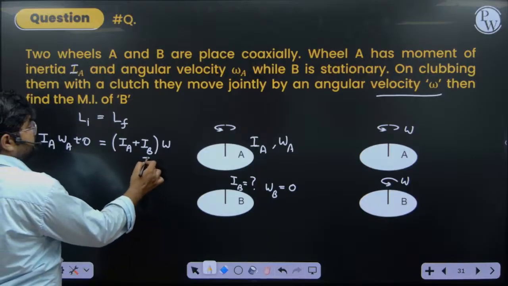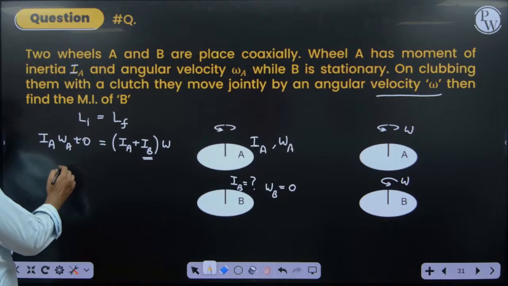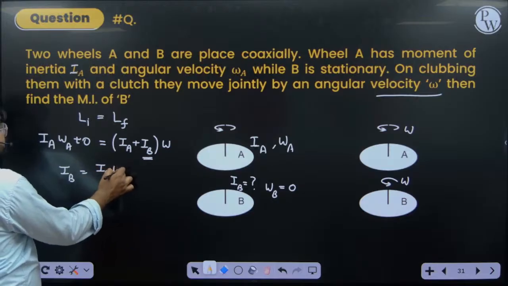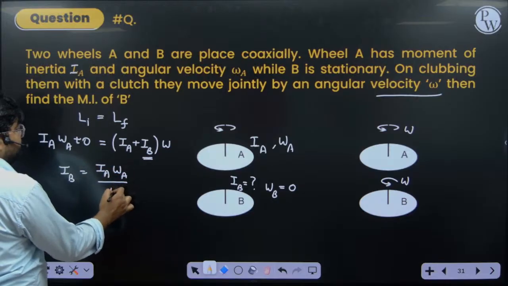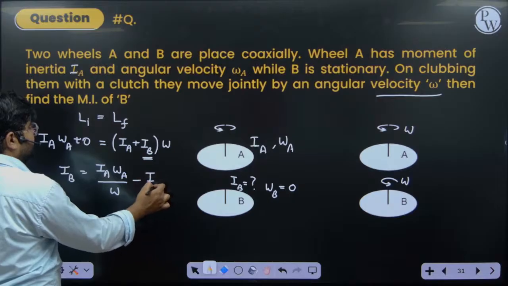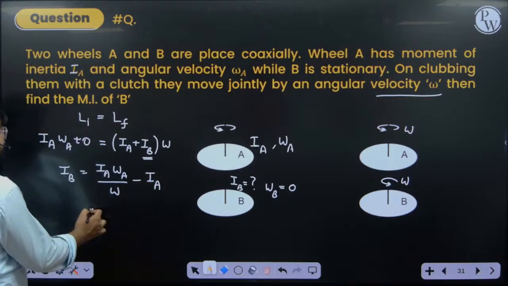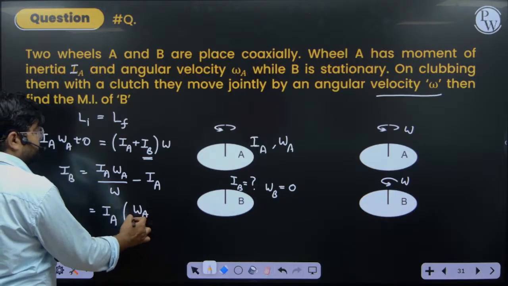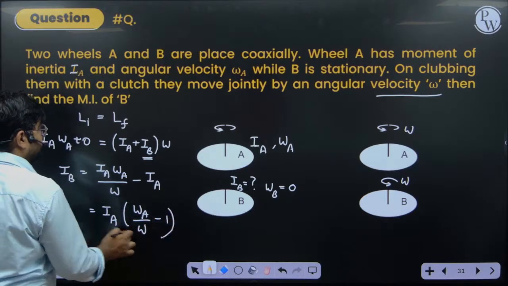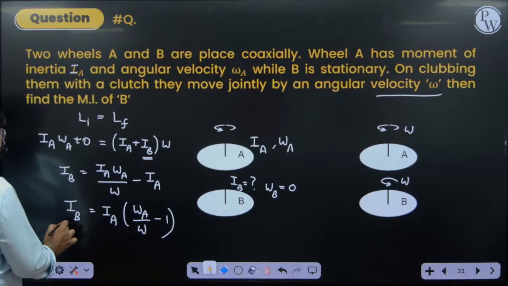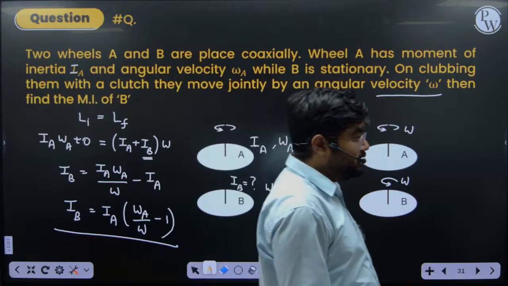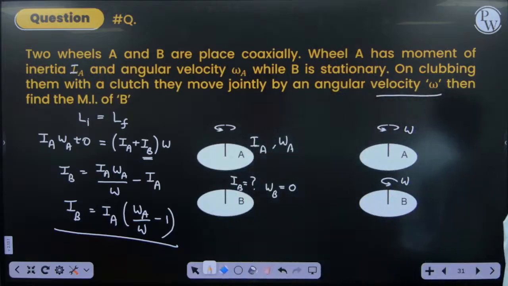Now this is what we are required to find, so we can very easily find this. IB comes out as IA omega A by omega minus IA. We can even take that common, and this brings us to the answer. A very simple application of angular momentum conservation.